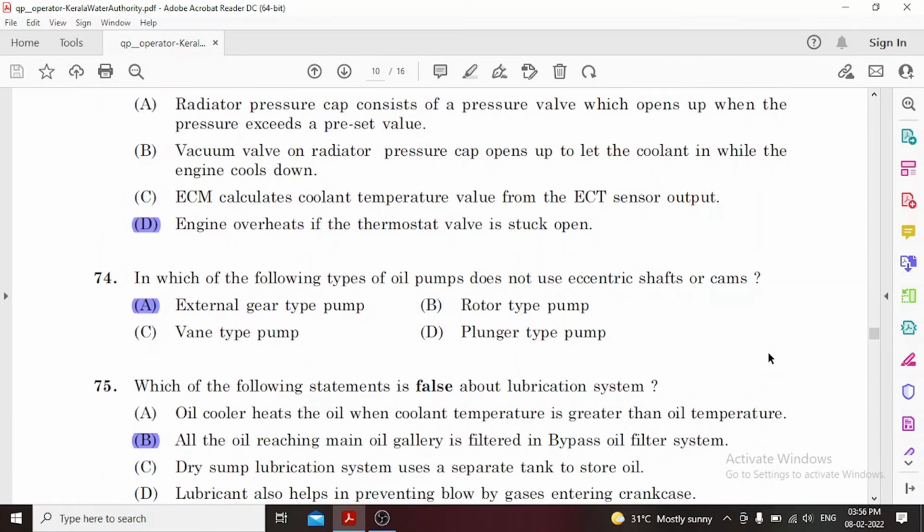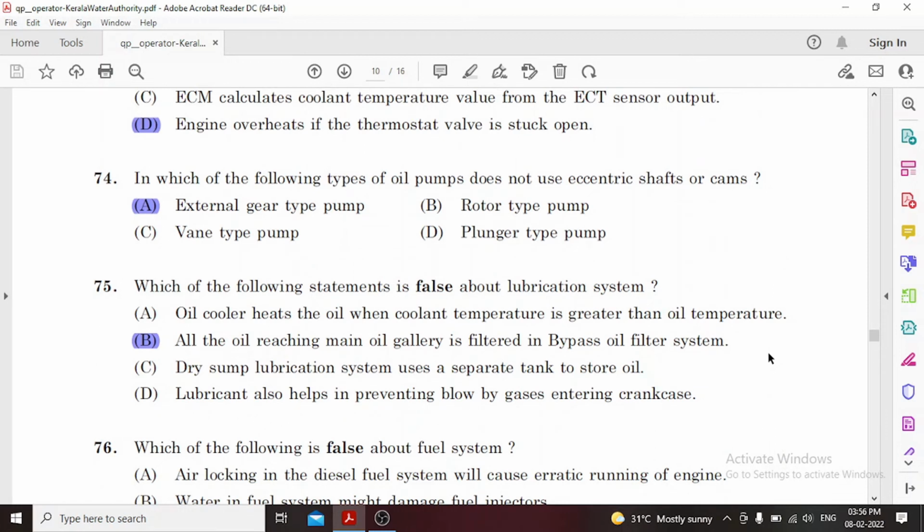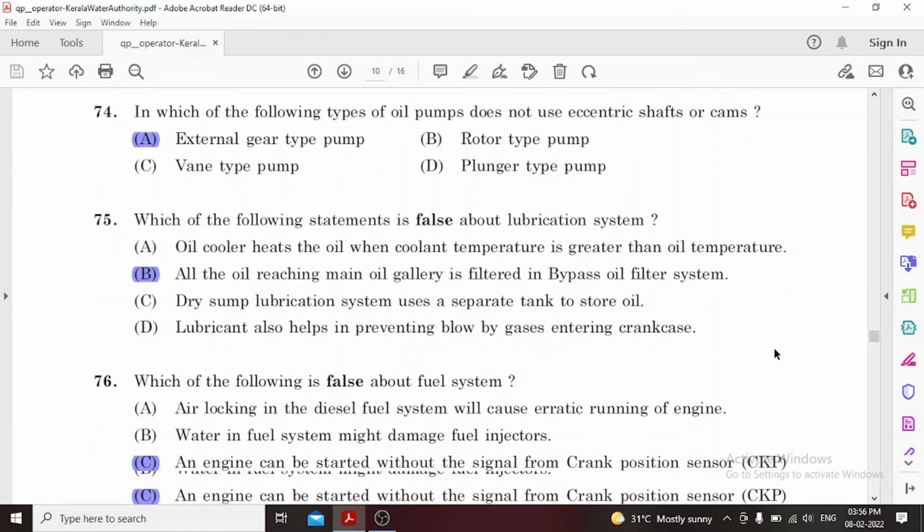74. Which of the following types of oil pumps does not use eccentric shaft or cams? External gear type pump. Option A, external gear type pump. 75. Which of the following statements is false about lubrication system? All the oil reaching main oil gallery is filtered in bypass oil filter system. Option B.